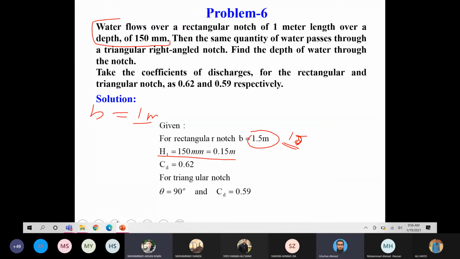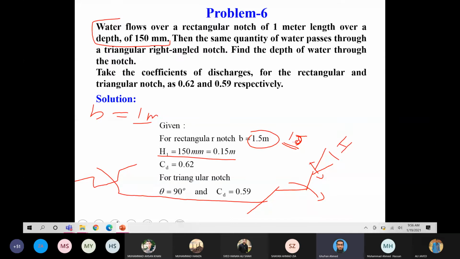The same quantity of water passes through a triangular right angle notch. Find the depth of the water through that notch. What is the second part? First, water is passing through a rectangular notch. Some time later, the same quantity of water is passing through a triangular notch, and we have to find h for this triangular notch.